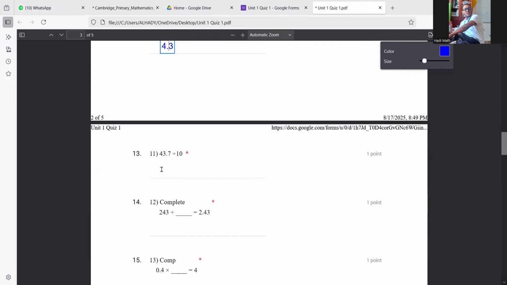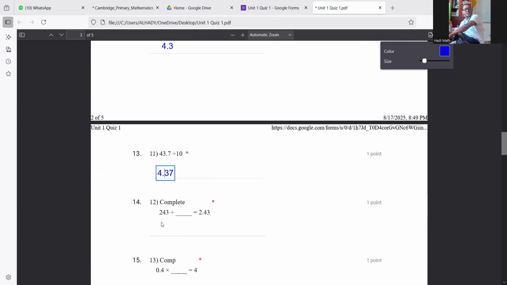Question 11. We said we divide by 10. It is 43.7. You divide by 10. Move the decimal point one place to the left. Like from here, go left 1. And then put the decimal point because it's division.